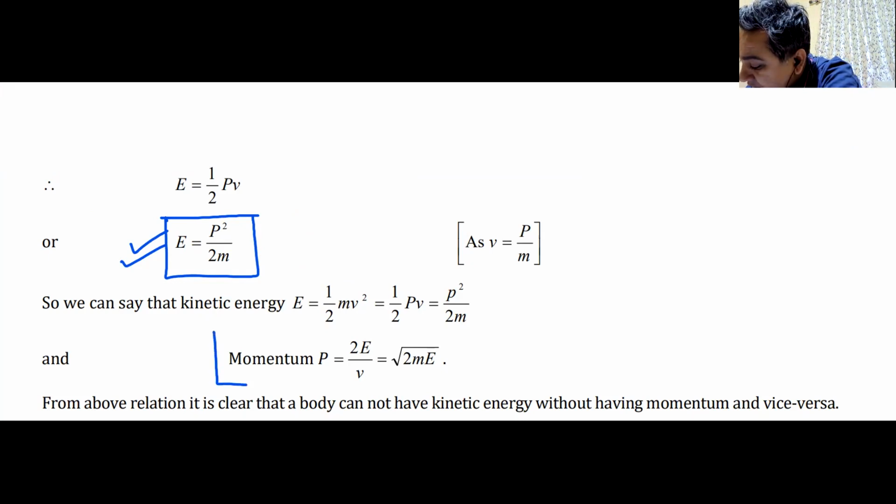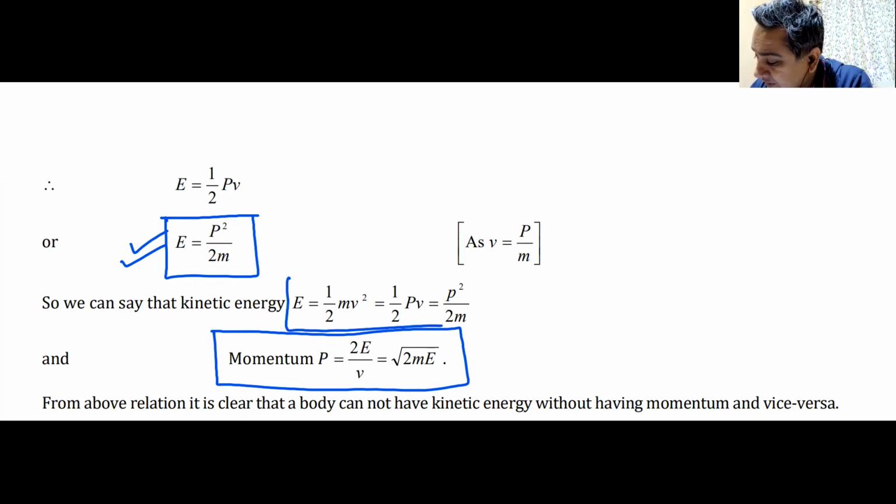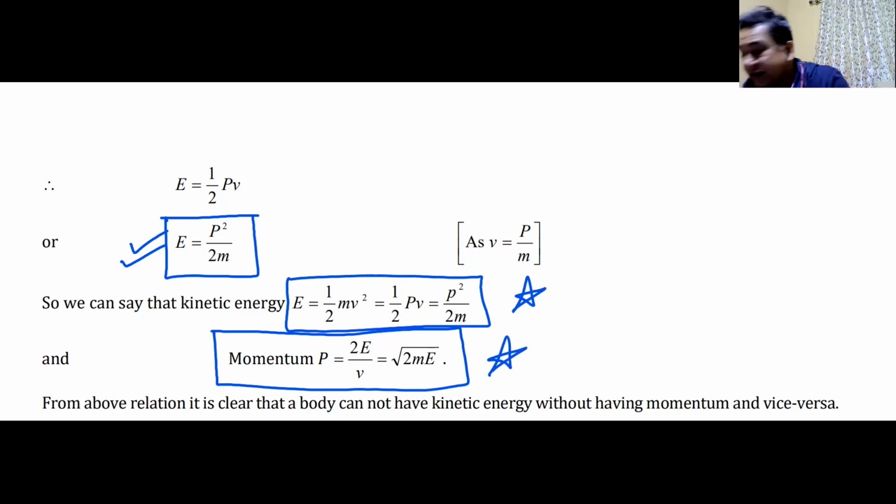Or you can remember it in this way. Momentum P is equal to under root of 2mE. So this relation or this relation, you must note it down. These are very important relations, especially for your NEET exam. So please note that down. The heading, relation between kinetic energy and momentum. Kinetic energy is half mv square, momentum is mv. Note down the relation. You have 2 minutes to do it.